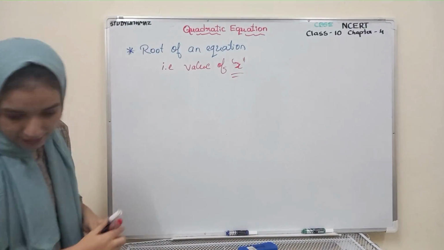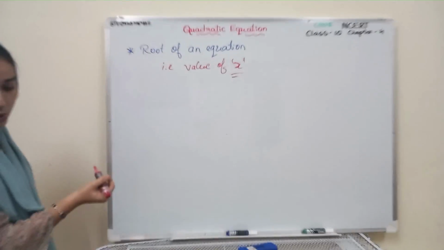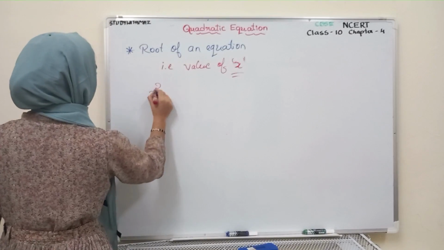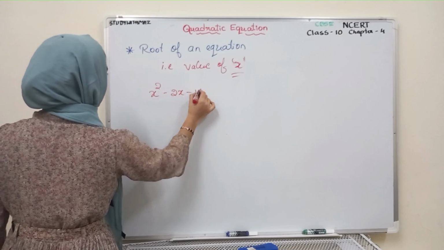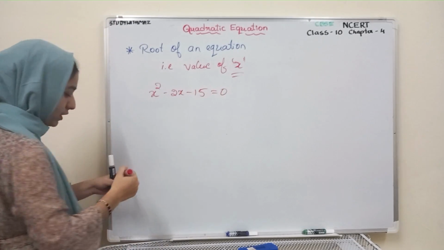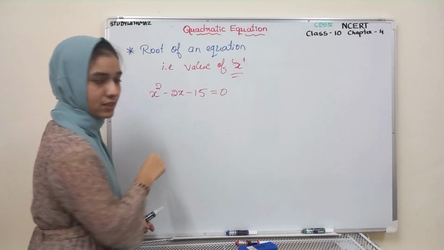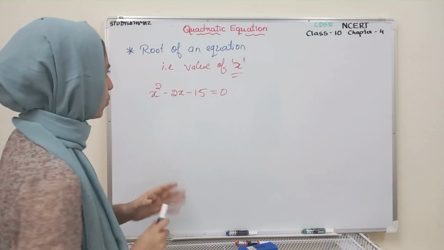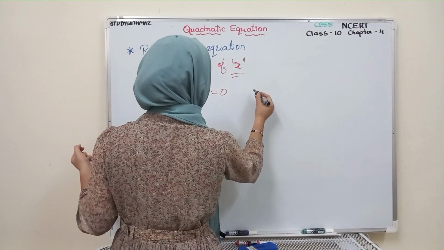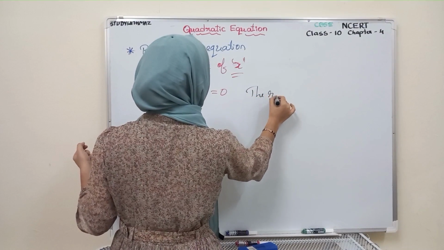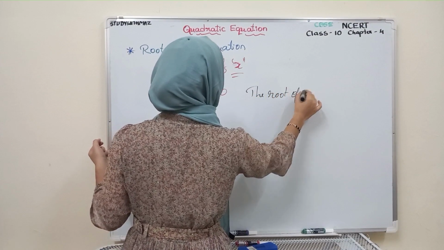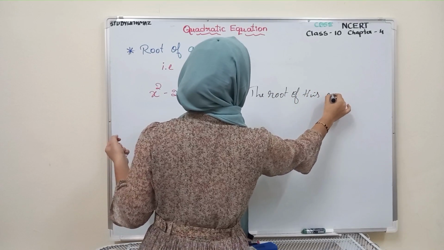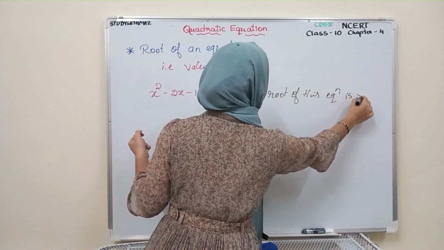Let us take the example x square minus 2x minus 15 is equal to 0. Equal to 0 is very necessary. Why? Because it is an equation. So, I am directly taking the root here and I will explain. I will say that the root of this equation is 5.